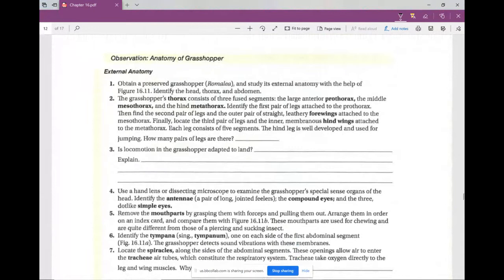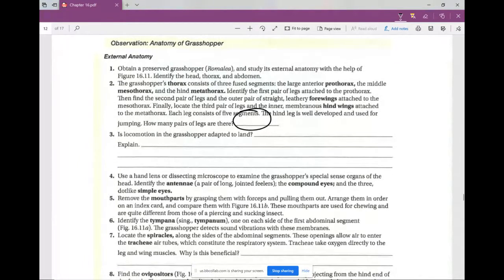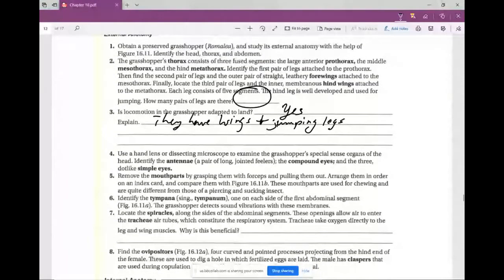External anatomy of the grasshopper. The hind leg is well developed and used for jumping. How many pairs of legs are there? You guys should know the answer to that. Is the grasshopper adapted to land? Why? Because they have wings and jumping legs. You can't use those things underwater. What good are legs that are good for jumping underwater? Not very good at all.